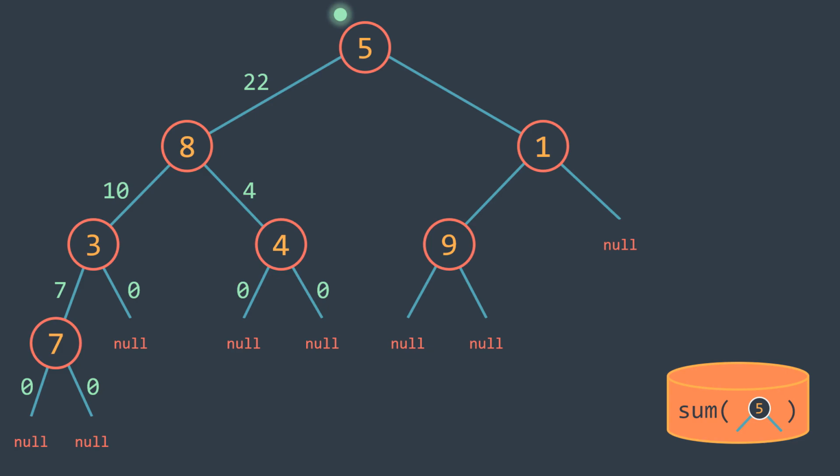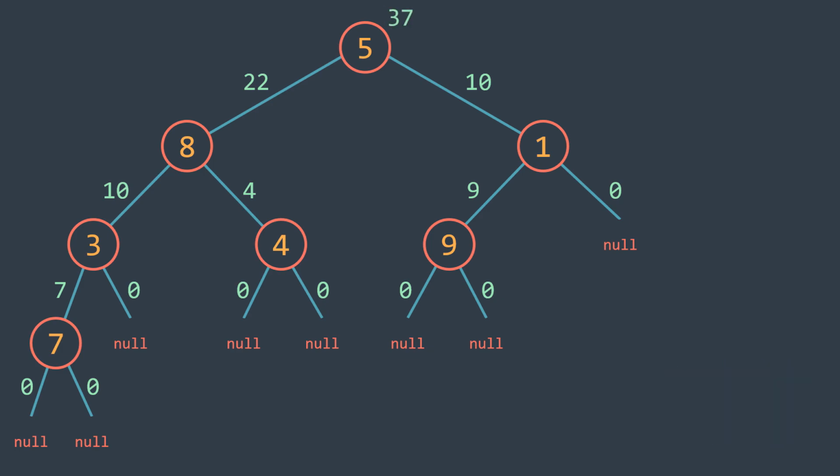Back to the initial function call, we calculate the sum of elements of the right subtree. We go to the left, we have 9, from the right, nothing, and plus 1 we get 10. 22 plus 10 plus 5 is 37, so our function returns 37. It's the sum of elements of the whole tree.